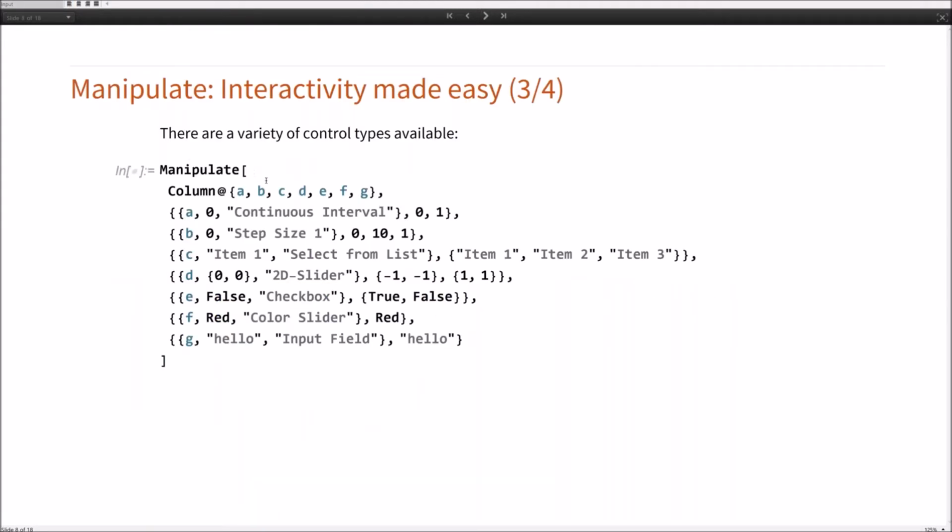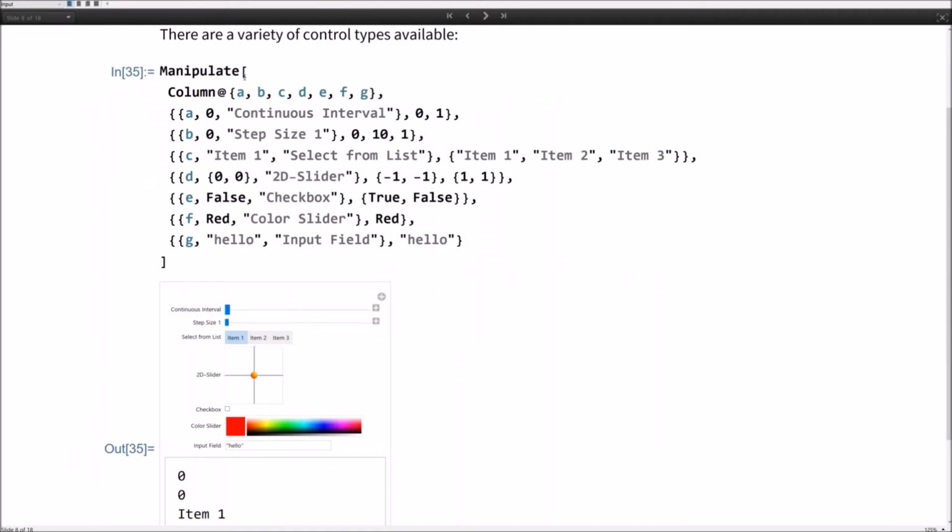And there is a variety of control types which Manipulate provides by default. In this example, I've listed some of them. So this Manipulate uses 1, 2, 3, 4, 5, 6, 7 variables, and each of them is an example for a different control type. The first control type we have already seen. If you provide a minimum and maximum value, you get a continuous slider here. And you can see the dynamic output below.